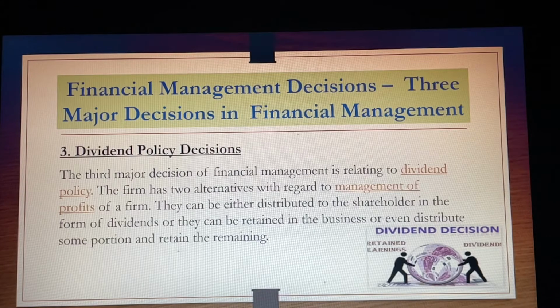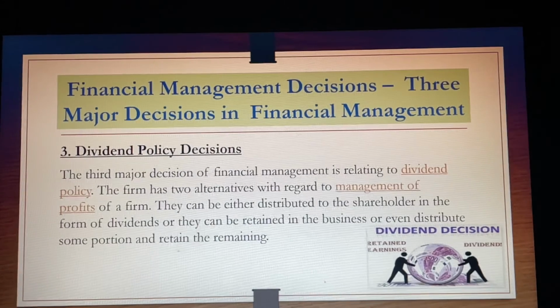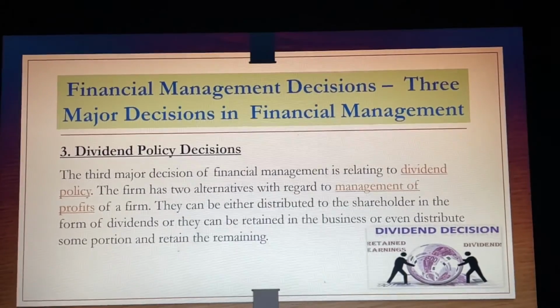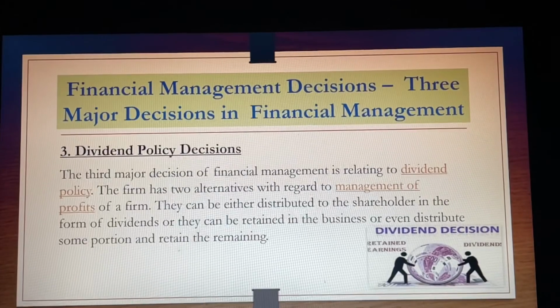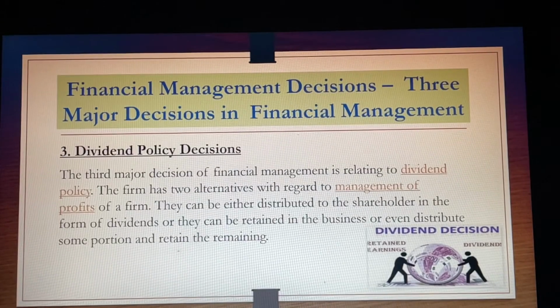So the third one is the dividend policy decisions. The third major decision of financial management is relating to dividend policy. The firm has two alternatives with regard to management of profits of a firm. First, it can be distributed to the shareholders in the form of dividends, or it can be retained in the business, or even distribute some portions and retain the remaining.